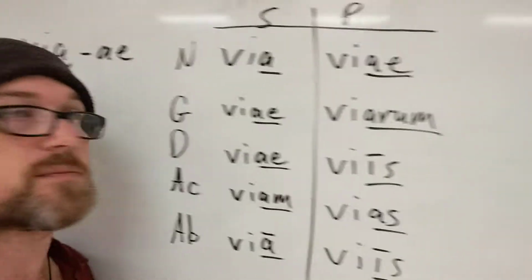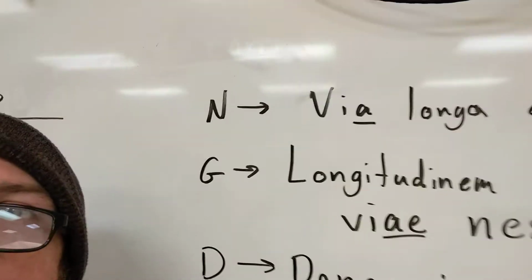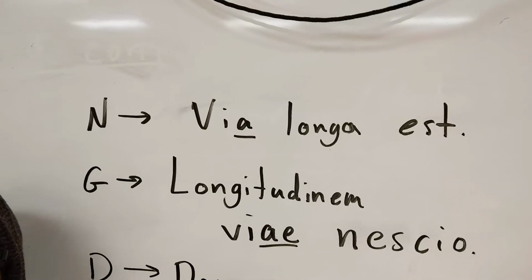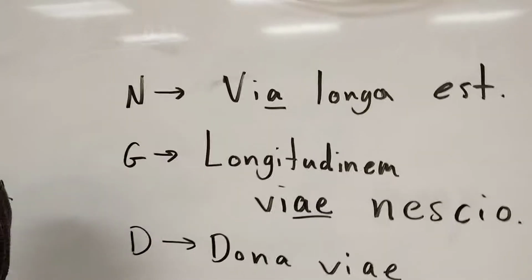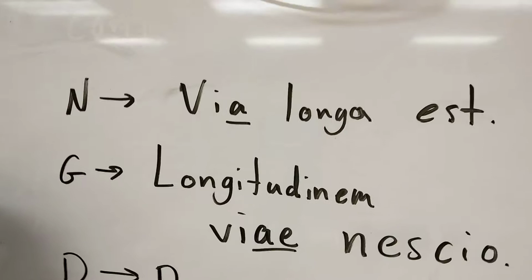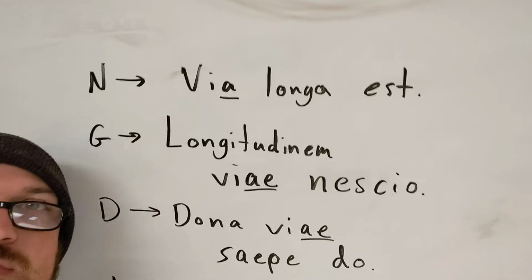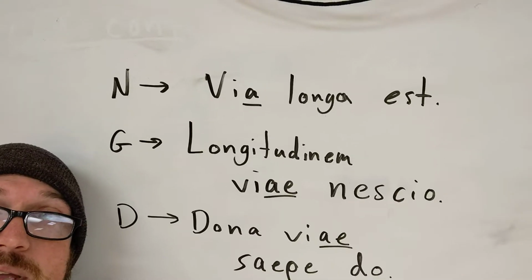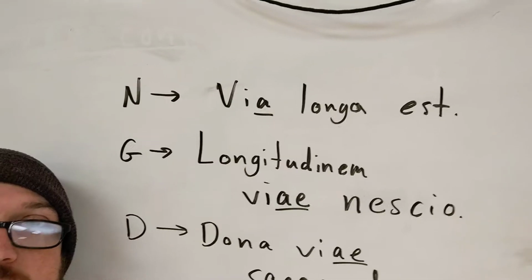And I even got some sentences ready so that you can see this word in actual use in sentences that mean stuff. So up here at the top, I have an N there because I went ahead and put these examples in order. Via longa est. In this sentence, via is in the nominative form, and it's in the nominative form because it is the subject of that sentence. The road is long. The road is the subject of is, long is what it is.